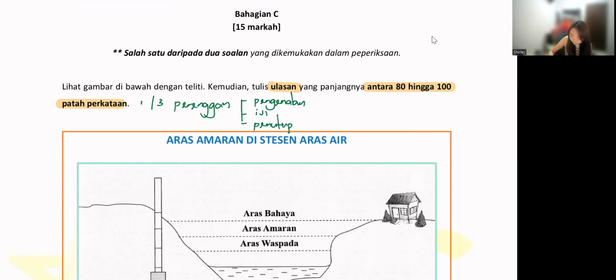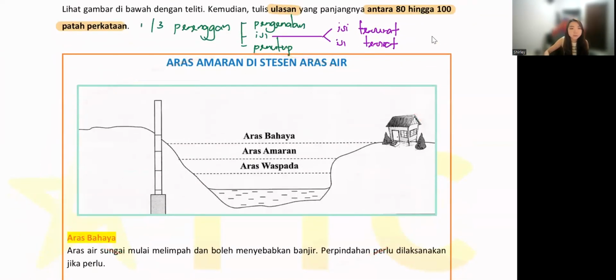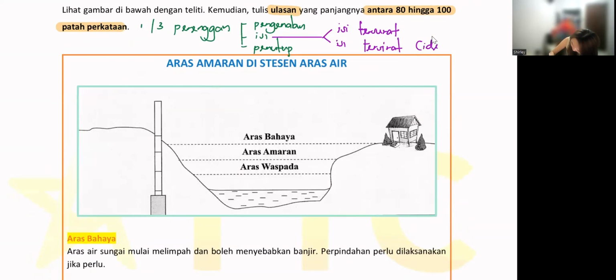Okay. One thing is different here for your isi, just now like I mentioned, you will have two isi: isi tersurat, and the next one is isi tersirat. What is the difference of isi tersurat and isi tersirat? Reminder, isi tersurat is all the points given, okay? Informasi yang diberikan dalam soalan, maklumat yang diberikan dalam soalan. And then isi tersirat is your own idea, idea sendiri.